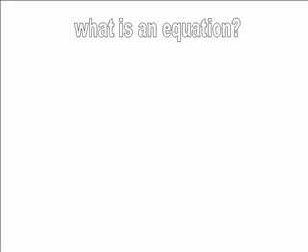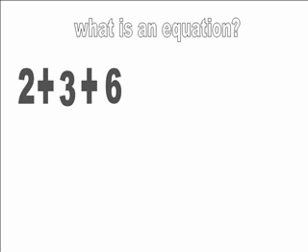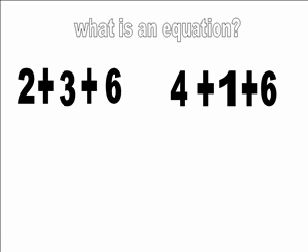Now, most of us first experienced equations in primary school when we looked at mathematical equations. I've got a simple example here. 2 plus 3 plus 6 will add up to give us 11. 4 plus 1 plus 6 will also add up to give us 11. So they are equivalent sets of numbers, and we can join them with an equal sign. When we have the equal sign joining the left-hand side and the right-hand side, we have an equation. Notice that both the words equal and equation start with the same four letters.